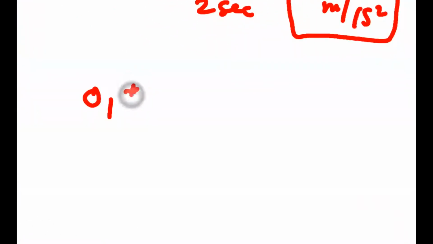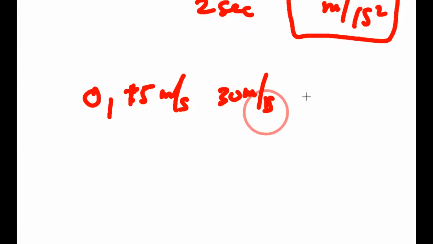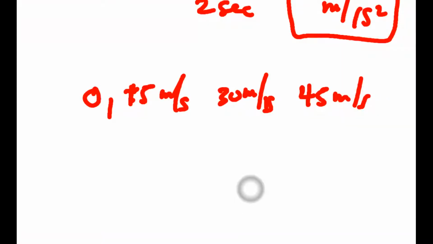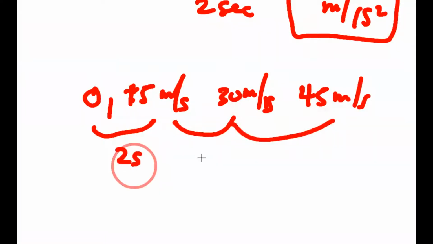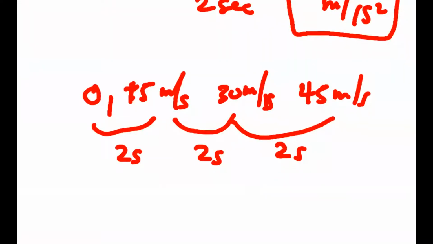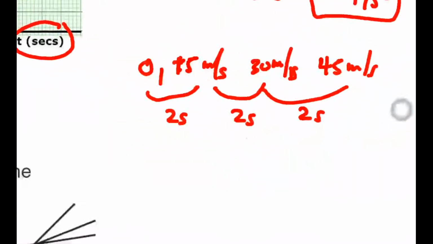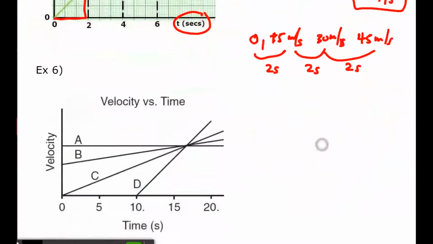So it would be 0, then they went to 15 meters per second, then 30 meters per second, and then 45 meters per second, each second gaining 15 meters. But no, that's wrong. That's every 2 seconds. This represents every 2 seconds. So every 2 seconds, it gains 15 meters per second, and that's 7.5 meters per second squared.